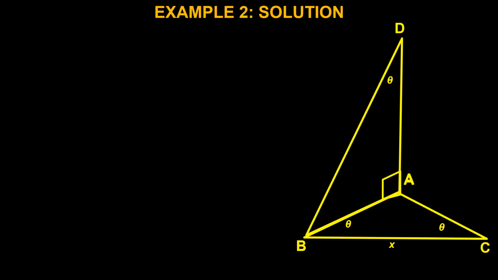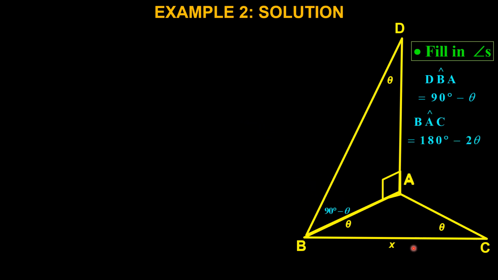Now let's consider the solution. There we have our diagram with all the given information in, right? If we look at this diagram, we see there's no overlapping. All the information of the one diagram is clearly visible, and the other triangle is also clearly visible, right? So let's just start filling in the angles. Which angle can we calculate? That's correct, angle DBA. That's 90 minus theta, and let's insert it in the sketch, right? Then you can also work out angle BAC, which is 180 minus 2 theta, and also let's insert it in the sketch there, right?